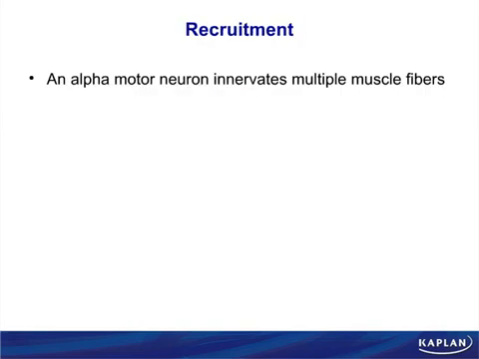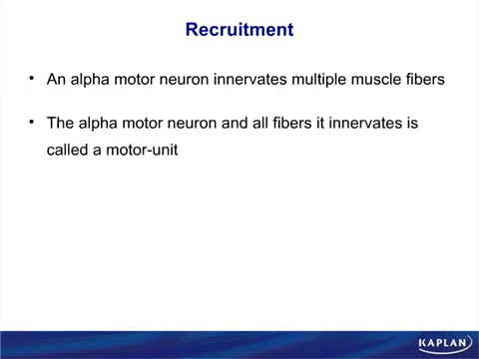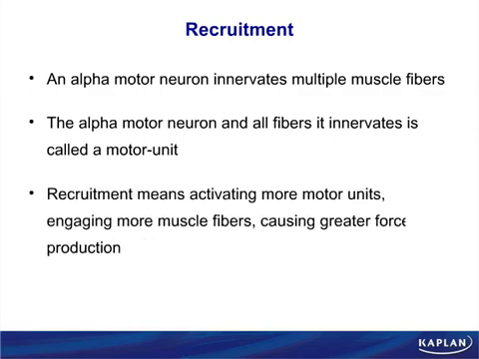The second way to increase force is recruitment. Now, by definition, an alpha motor neuron innervates multiple muscle fibers. And the alpha motor neuron and all the fibers that it innervates is called a motor unit. So if I recruit more motor units, which means I start activating more motor units, this engages more muscle fibers and in turn causes greater force production. So hopefully recruitment makes good sense. We're just bringing in more and more muscle fibers, and the more muscle fibers I engage, the greater the amount of force. So two ways to increase force in skeletal muscle: summation and recruitment.